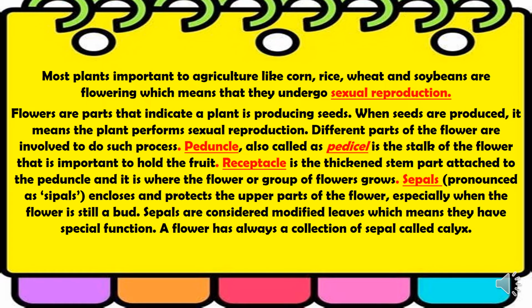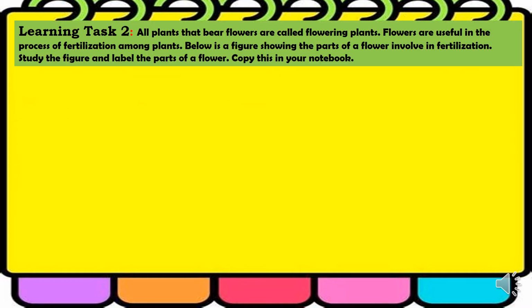Peduncle, also called pedicel, is the stalk of the flower that is important to hold the fruit, while receptacle is the thickened stem part attached to the peduncle, and it is where the flower or group of flowers grows. Sepals, pronounced as sepals, enclose and protect the upper part of the flower, especially when the flower is still a bud. Sepals are considered modified leaves, which means they have special function. A flower always has a collection of sepals called calyx.